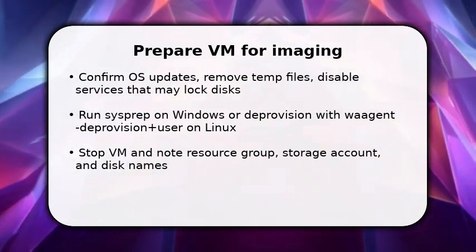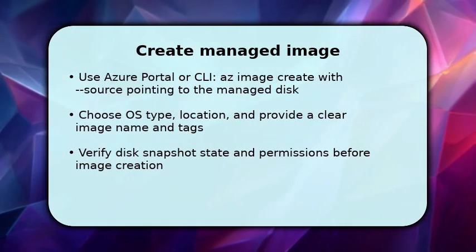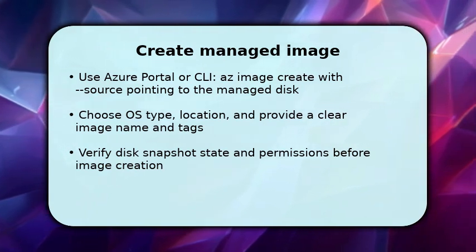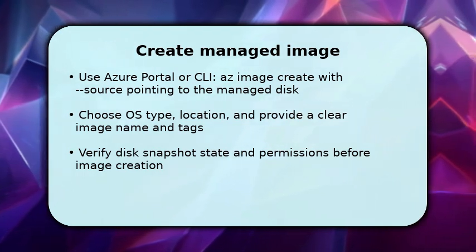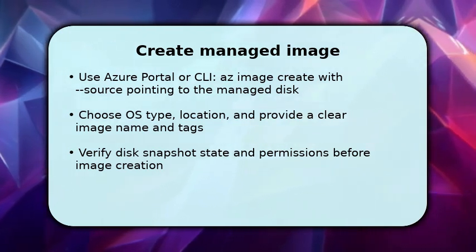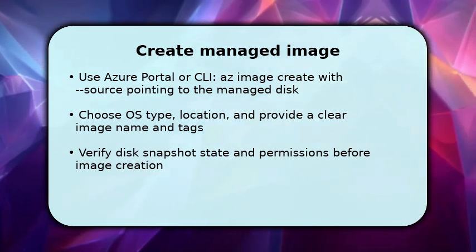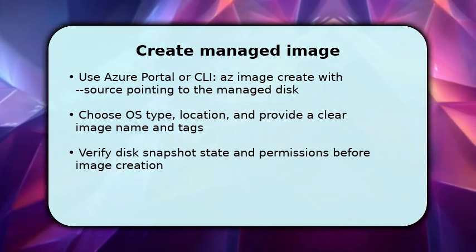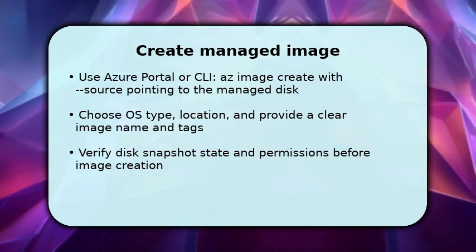Now you create the managed image from the generalized disk. In the portal, go to Disks, select the managed disk, and choose Create Image, or use az image create --resource-group RG --name my-image --source /subscriptions/.../disks/my-disk. Choose the correct OS type and region, add tags for tracking, and confirm SKU or storage account compatibility. Make sure the disk snapshot completed successfully and that your account has permission.